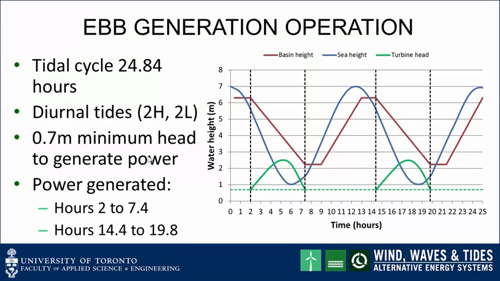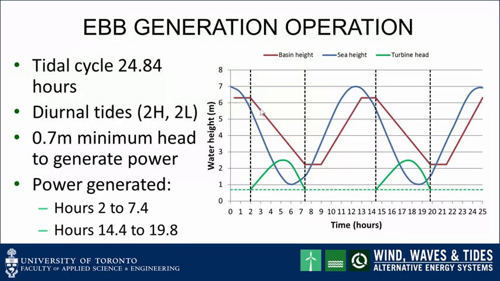And so the blue line represents the sea level, so this is the tide itself, and you can see it's a diurnal tide with 2 highs and 2 low tides during the day. The red line shows a hypothetical basin height to illustrate the operation of the ebb generation system.